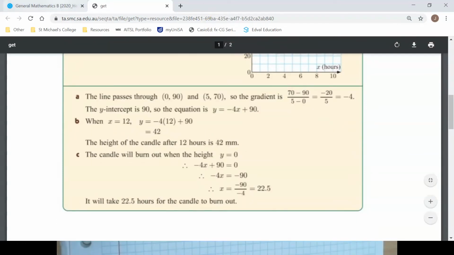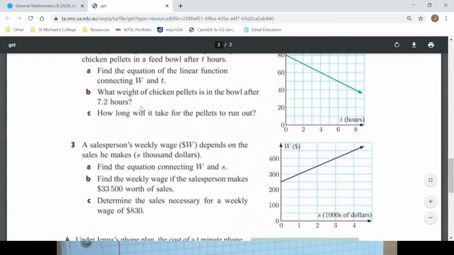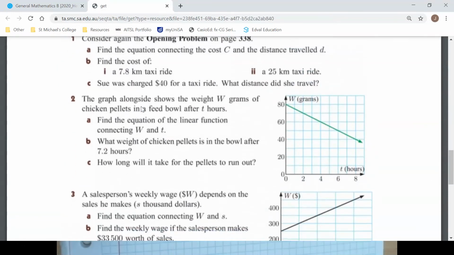So what I'd like you to work through now is question 2, 3, 4, and 5 of the attached document. Could you please work through those questions, and the ones that are unfinished, can you please finish for homework?